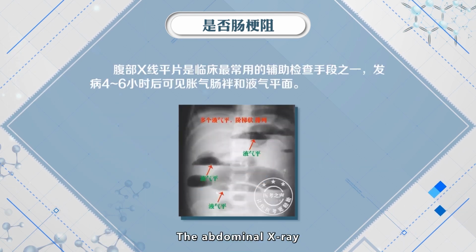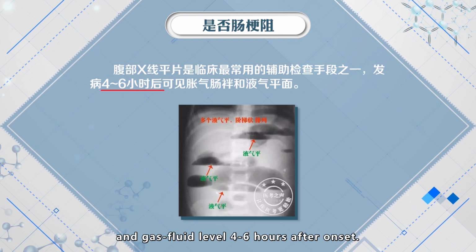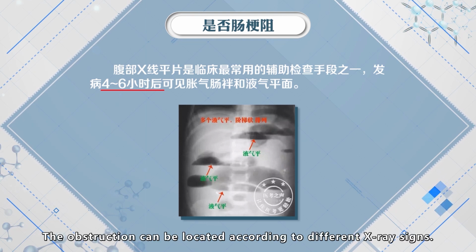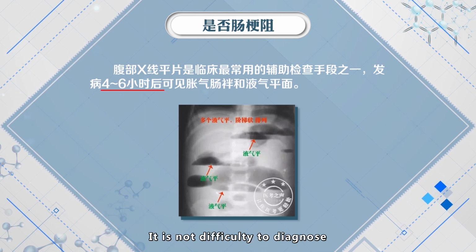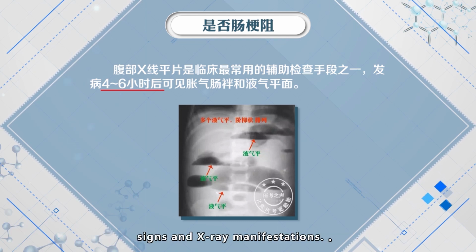The abdominal X-ray is one of the most commonly used auxiliary examination methods in clinical practice, which shows intestinal loop flatulency and gas fluid level 4 to 6 hours after onset. The obstruction can be located according to the different X-ray signs. It is not difficult to diagnose intestinal obstruction with the above typical symptoms, signs, and X-ray manifestation.